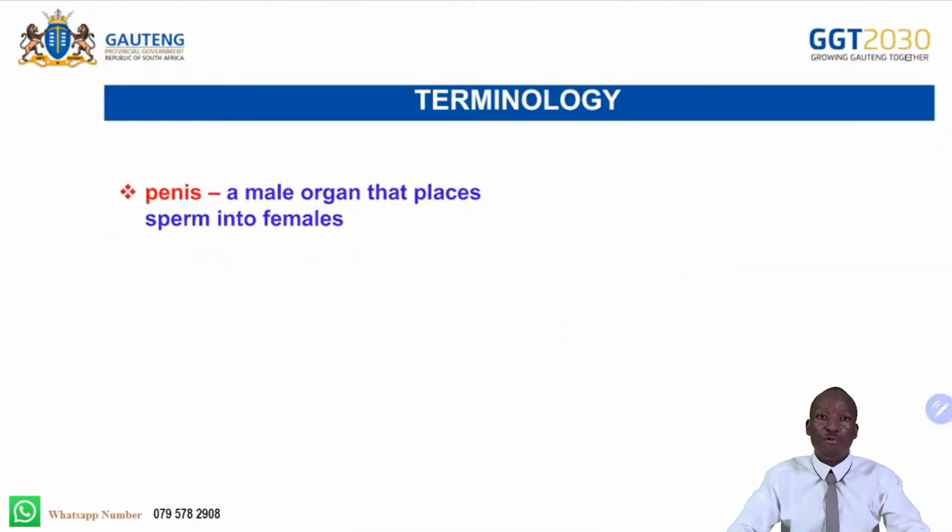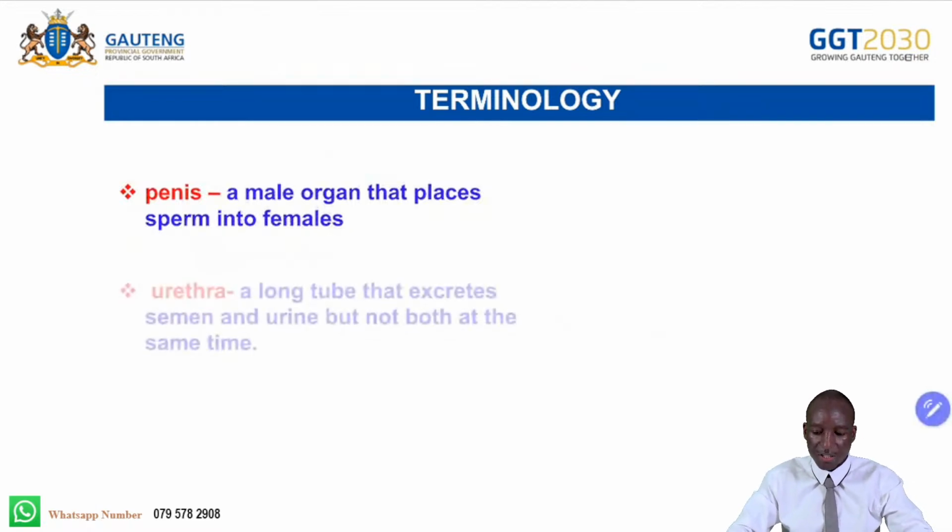Right. So I'm sure that you managed to look at the corrections and you've noted them down. Right, now we're moving into terminology, right? What keywords do we need to know about to master and be able to use with understanding? The first term we're going to look at is the penis, right? This one is a male organ that places sperm into females, right? What else do we have?